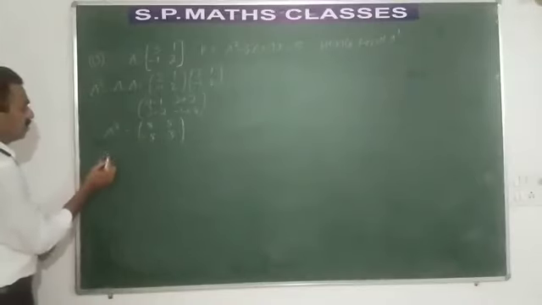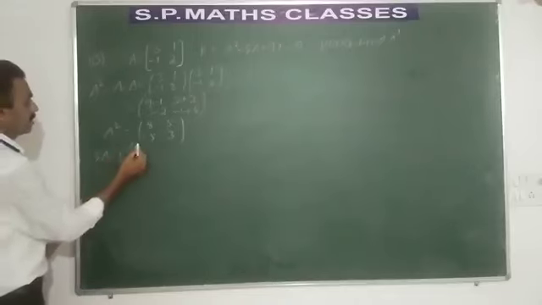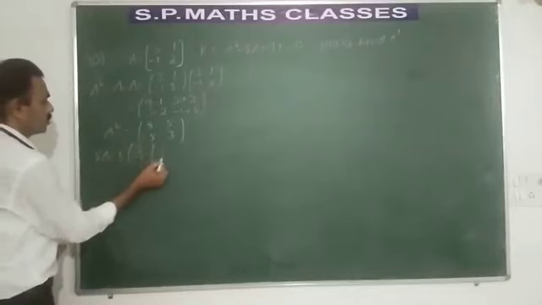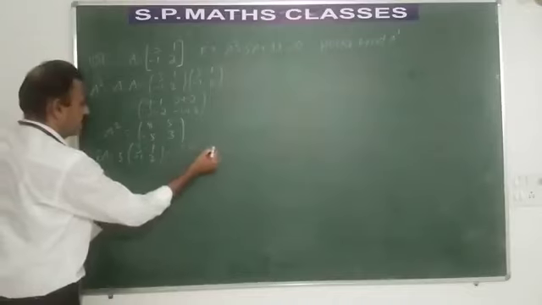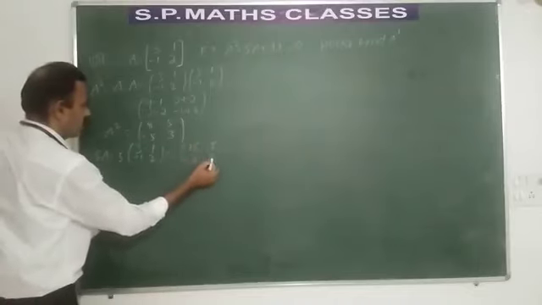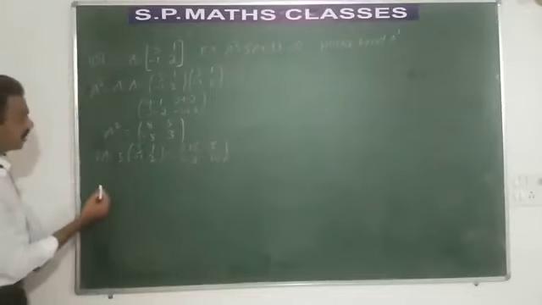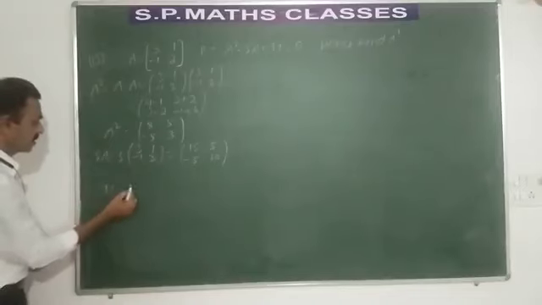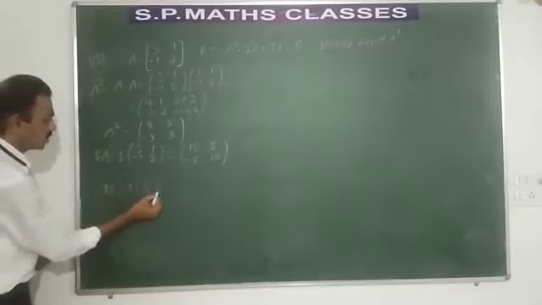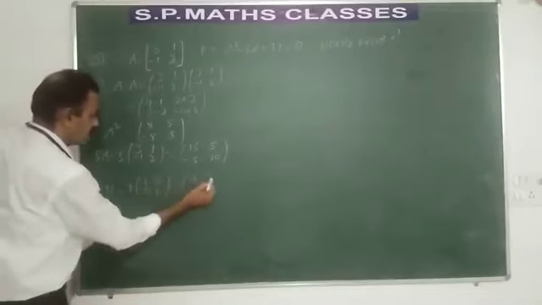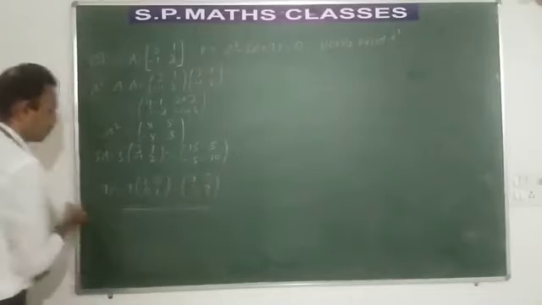What is 5A now? 5 into A, 3, 1 minus 1, 2. What is that? 15, 5, minus 5, it is 10. What is 7I? 7 into I, 1, 0, 0, 1. Answer is 7, 0, 0, 7.